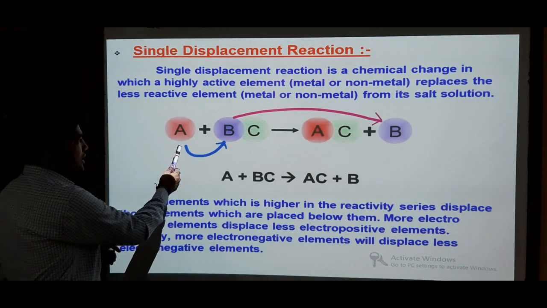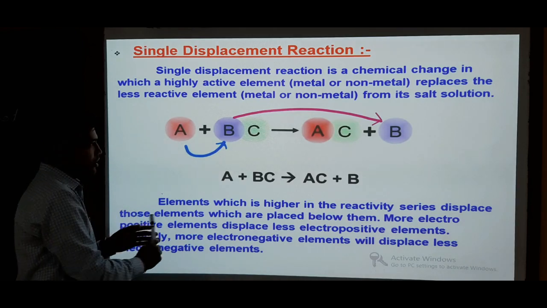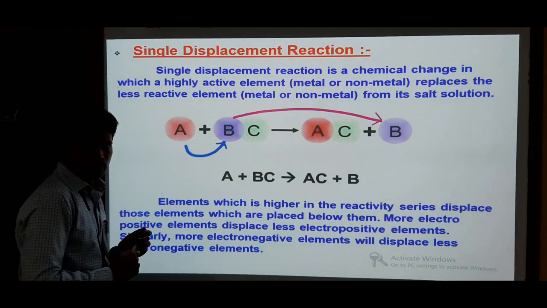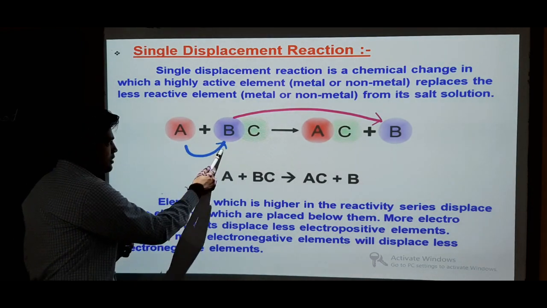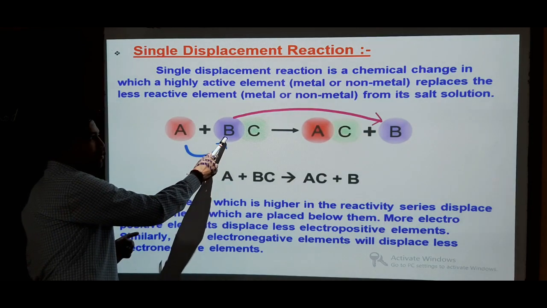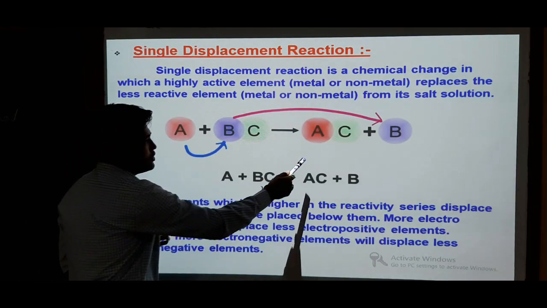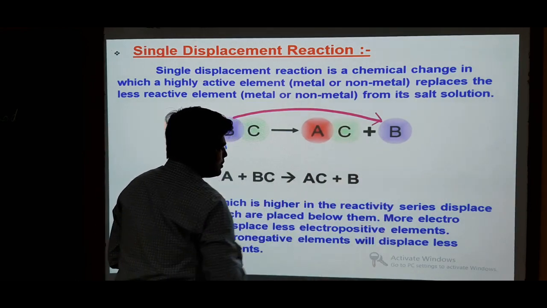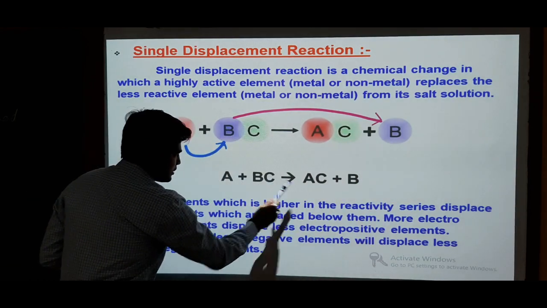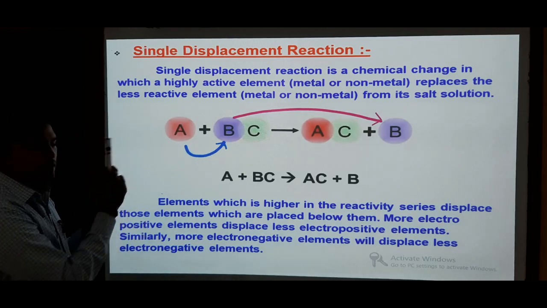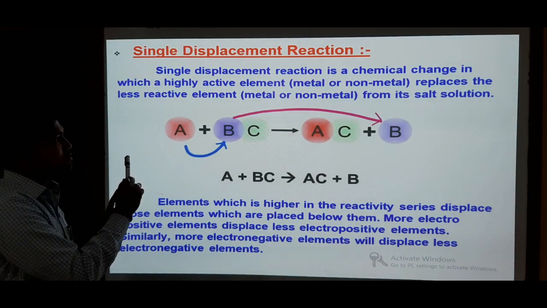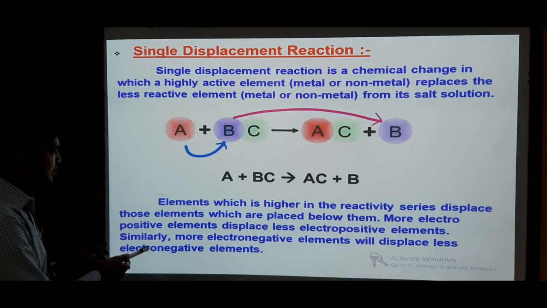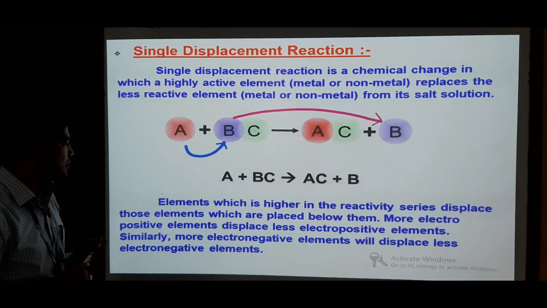Here we see that there is an element A and a salt solution BC. In this, A will replace B from its salt solution to form a new salt, that is AC, and you will get element B. The same reaction is written over here. As said above, it replaces a metal or a non-metal. The same thing has been shown over here.